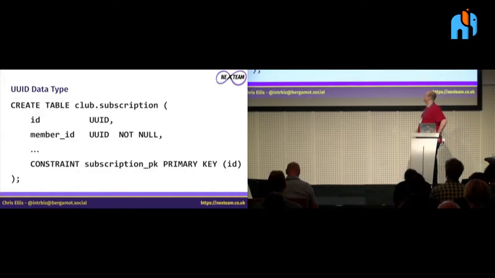And this is an example from one of my systems where we have quite a lot of UUIDs, and the primary key is a UUID. So this is absolutely no different to if we were using a bigint or a bigserial or an int or a serial.